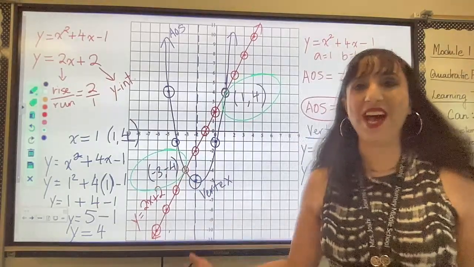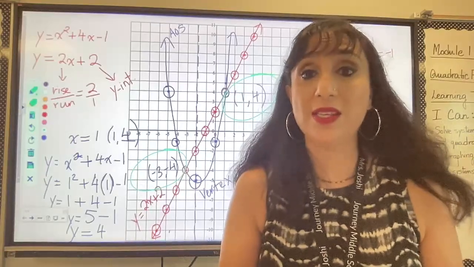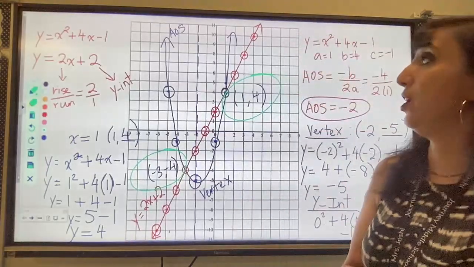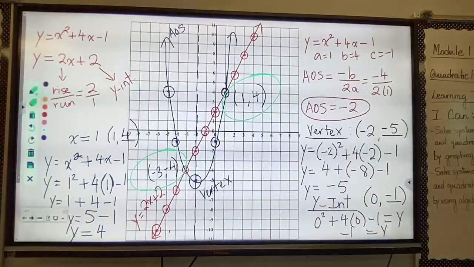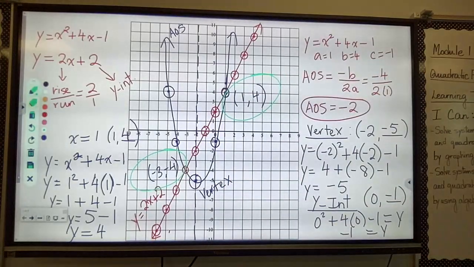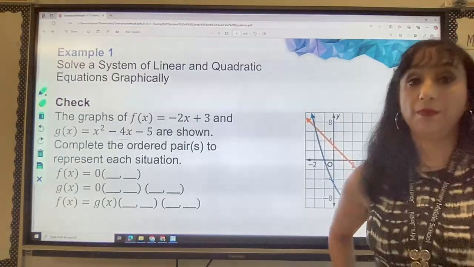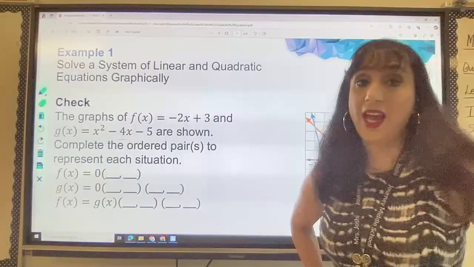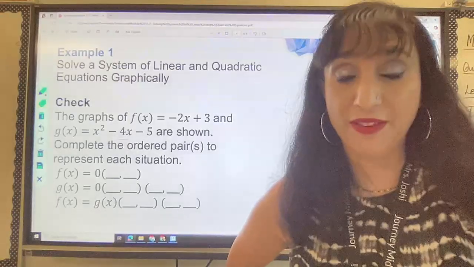Okay, and that's how we just use the graph to see where the system of equations, the quadratic and the linear function, what is a solution to that. All right, let's recap really quick before we move on to algebraic. And so this is saying solve a system of linear and quadratic equations graphically.